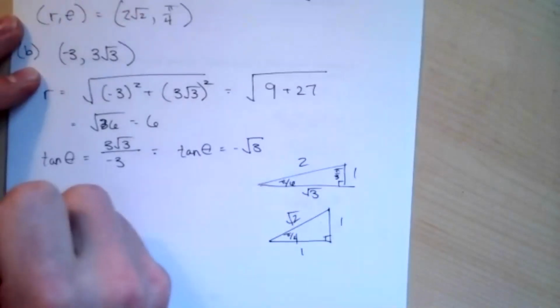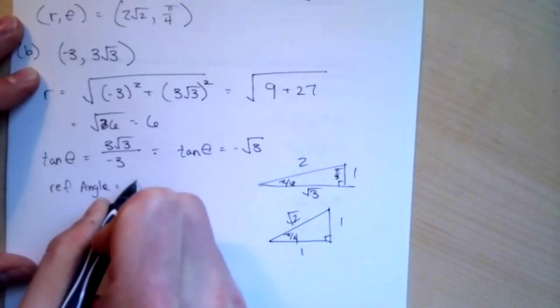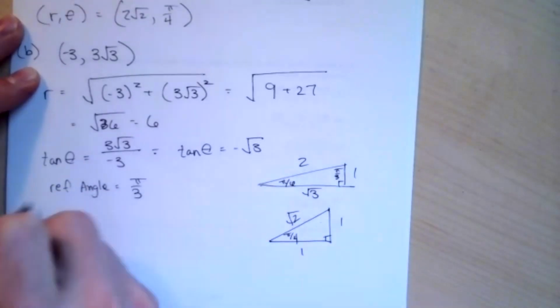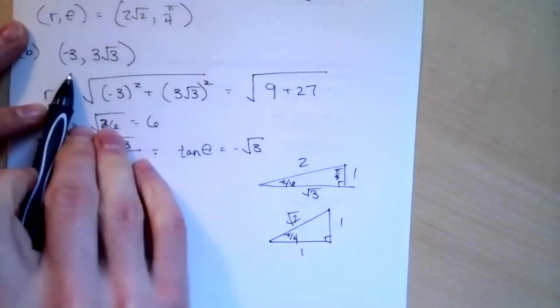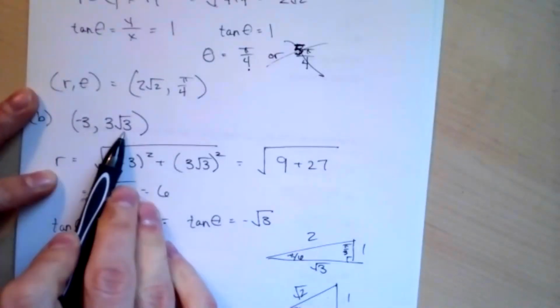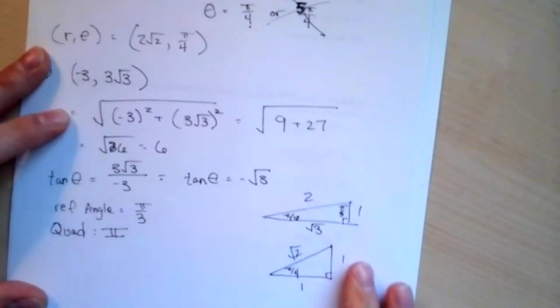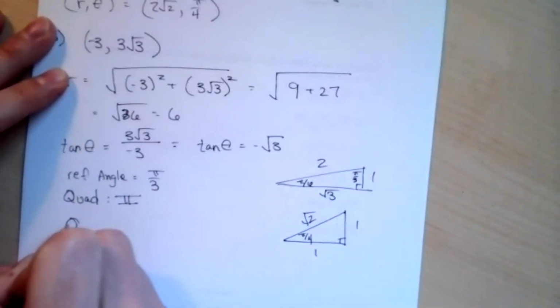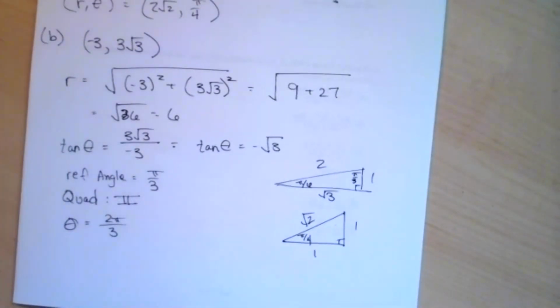And then figure out the quadrants. What quadrant are we in? We've got negative x, positive y. So we're in quadrant 2 with a reference angle of pi over 3. That means theta is 2 pi over 3.